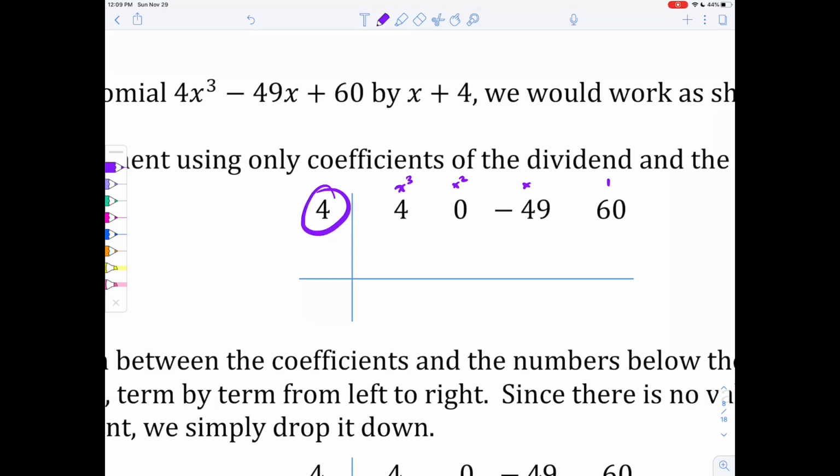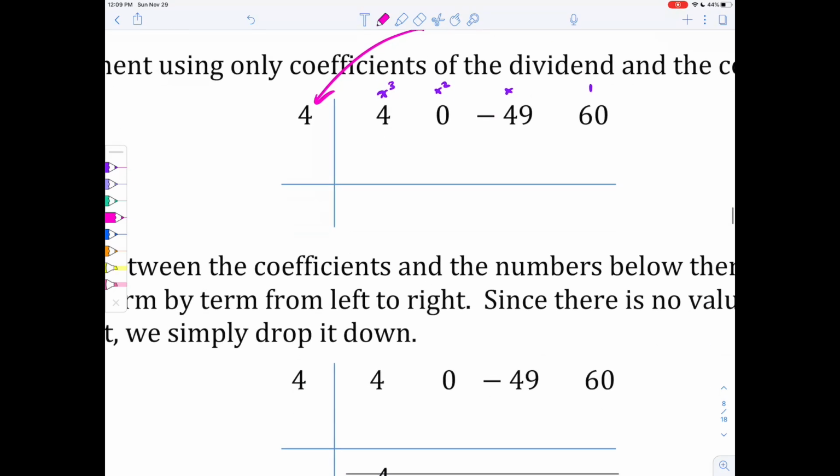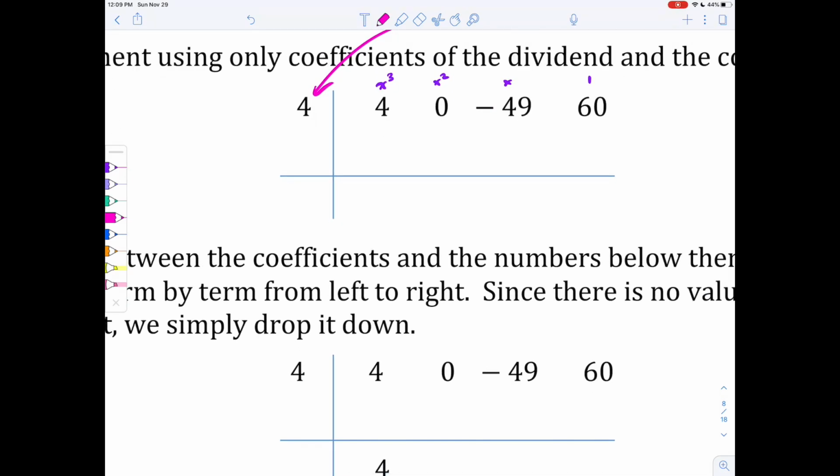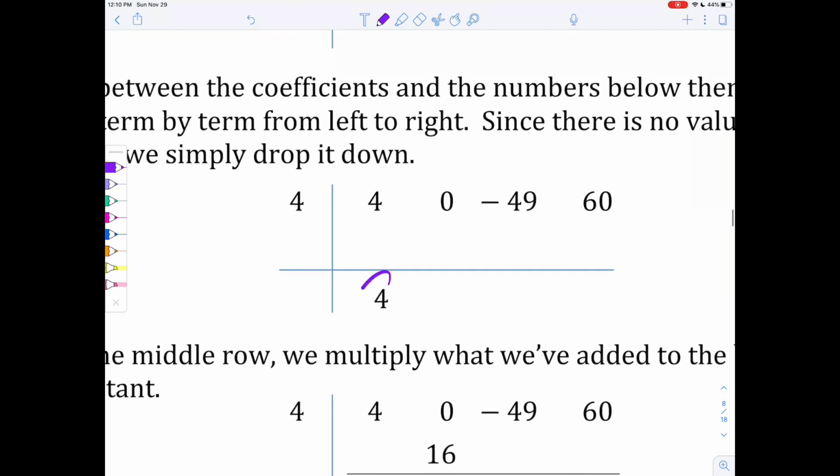This 4, where does that come from? That's from taking this 4 here and dropping it over there. Now, we're going to be using subtraction to get all of our values down here. And our values down here are going to be our quotient in the end. For starters, there's nothing here, so we're just going to straight up drop that down in a different color. And that's why we have a 4 at this point.